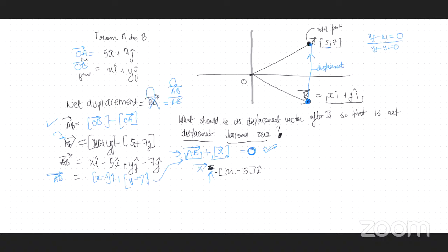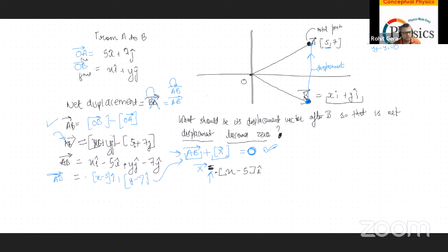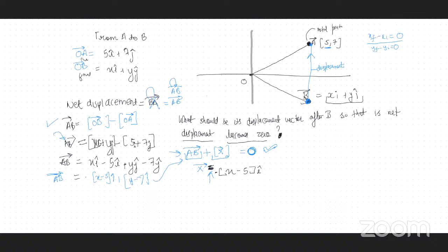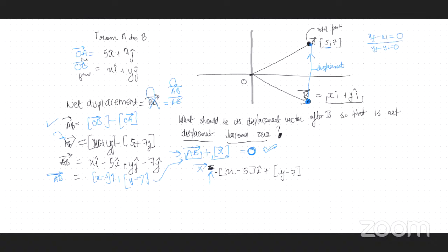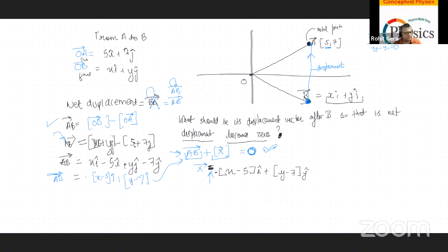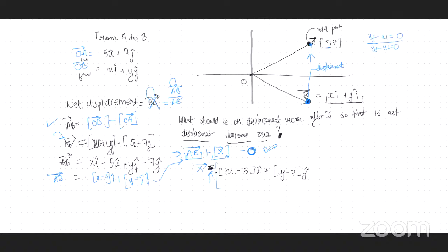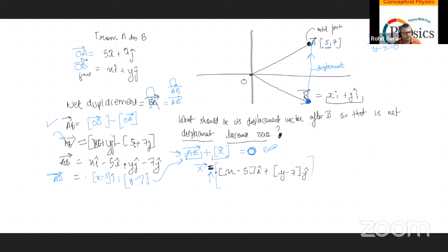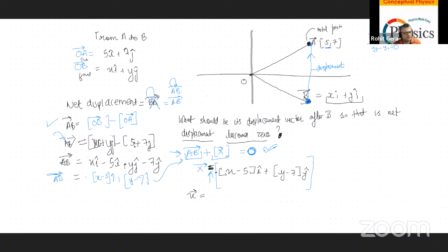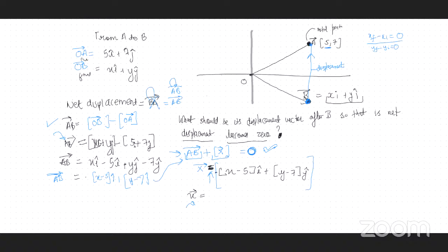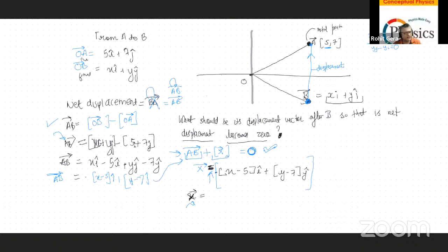Minus i plus j. Excellent, good job. Won't this also become negative? So you've taken the minus common. Yes, please write the brackets properly. What are you doing now? There is no need to open the bracket. Where is x? Which x are you referring to?